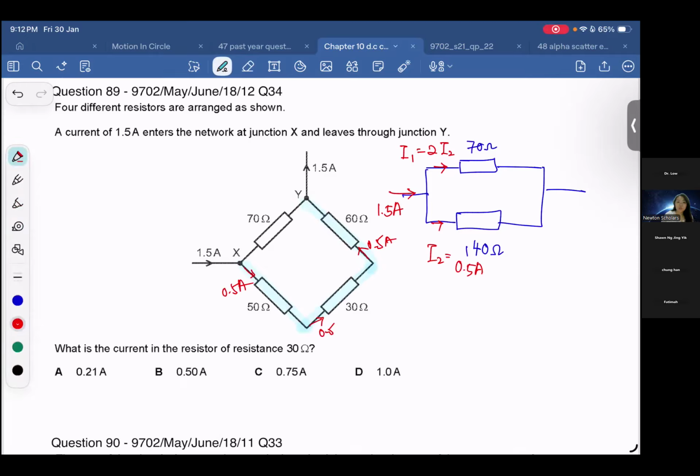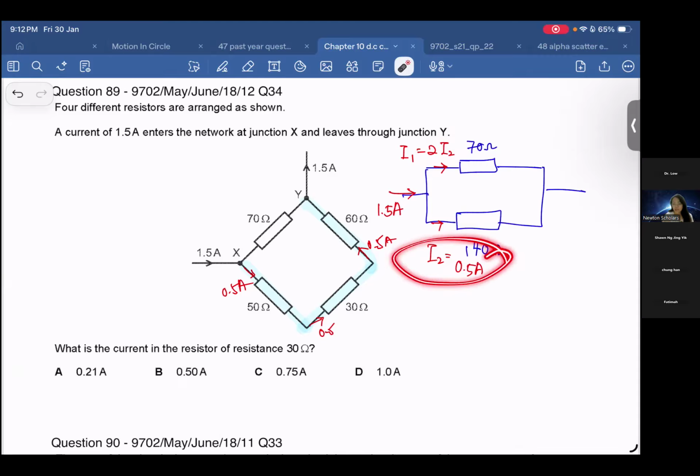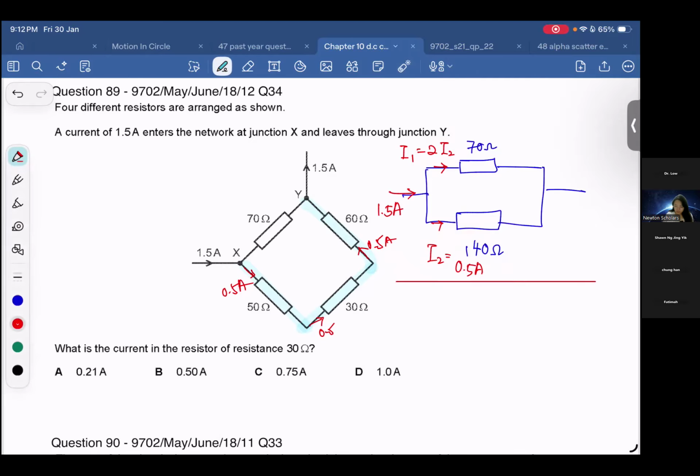So boys and girls, can you see that I never do any mathematics? I know a bit of mathematics, but I can already get the answer because of the sense of physics here. 70 ohm is half of the resistance, so my current should be doubled. Added up it is 3 portions; 1.5 divided into 3 portions is 0.5. So I already get the answer 0.5. You get my idea, dear? If cannot, then we have to do it step by step.